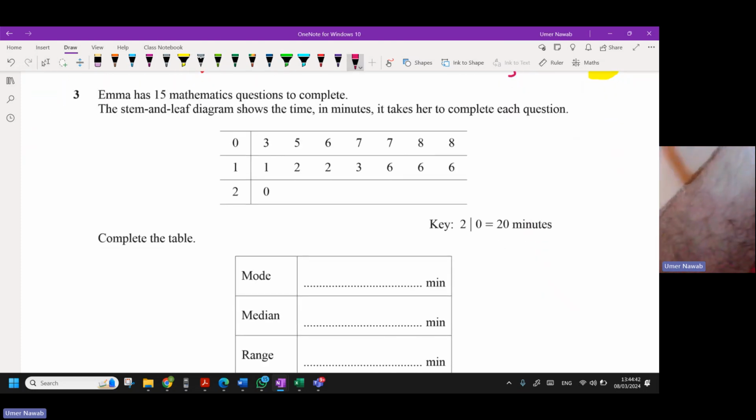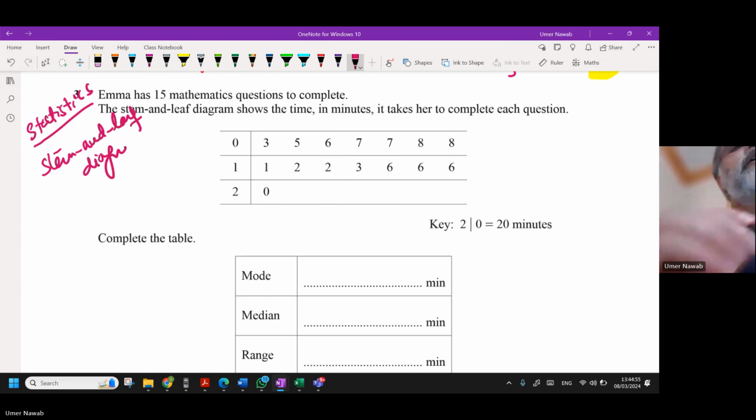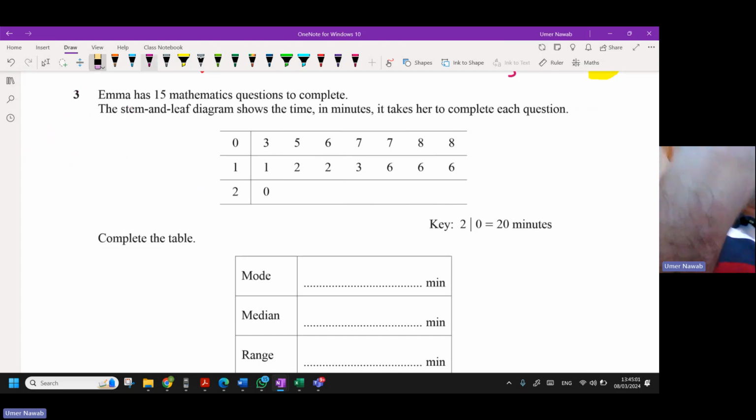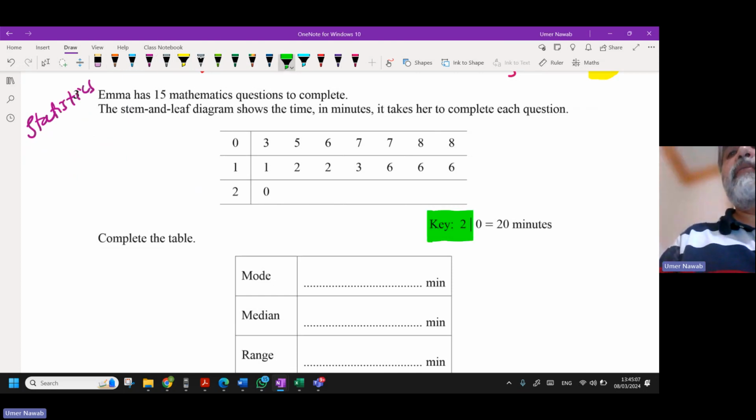Now let's go to the question number three, guys. It is related to statistics. And the subtopic of statistics is stem and leaf diagram. So stem and leaf diagram, guys, in the class, those students who attended the session, they remember that we took this concept in which key is very important.